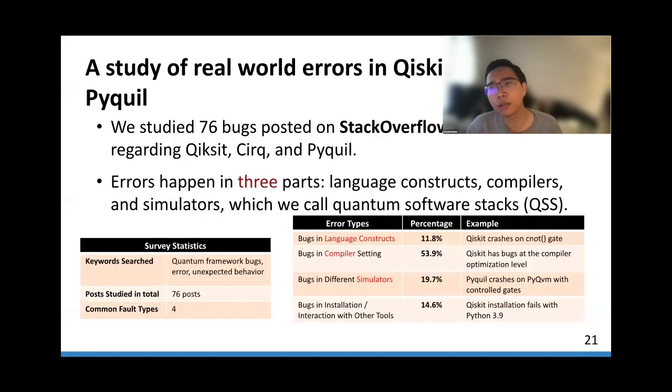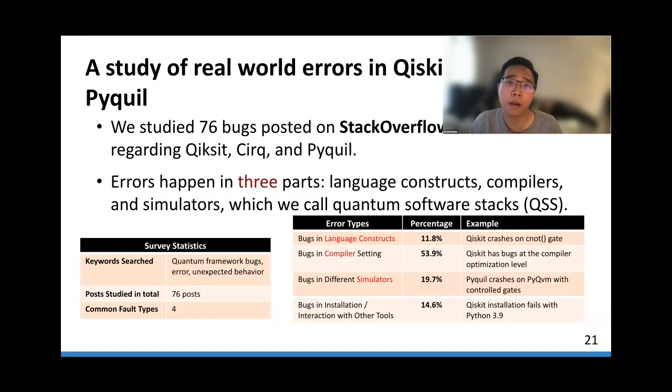However, the real world is not perfect. There are bugs and errors in Qiskit, Cirq, and PyQuil. We studied 76 bugs posted on Stack Overflow and GitHub regarding these 3 quantum software stacks. Besides the bugs in installation and interaction with other tools, we found errors happen in 3 parts. The first is language constructs. For example, some gate APIs, like Qiskit, crash on a single gate.